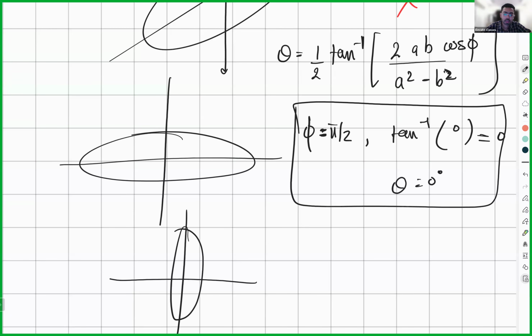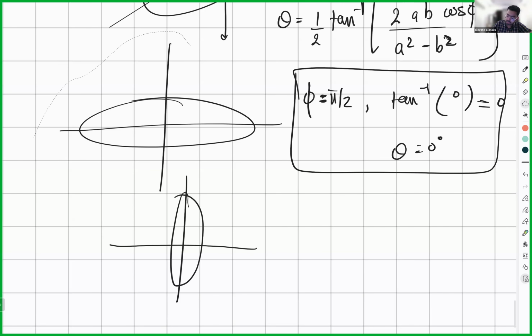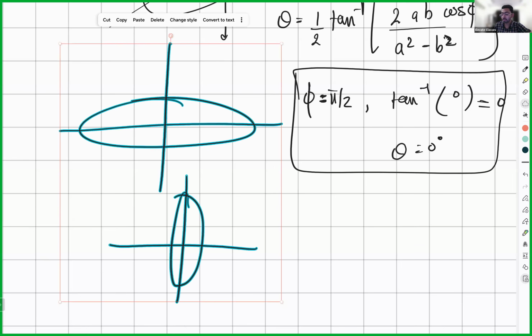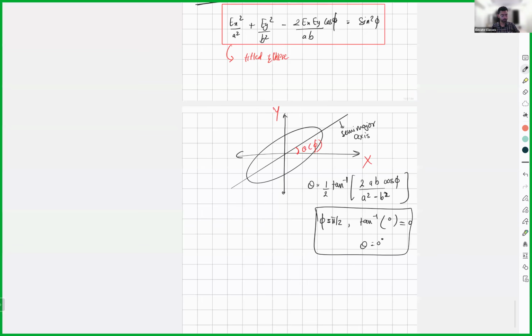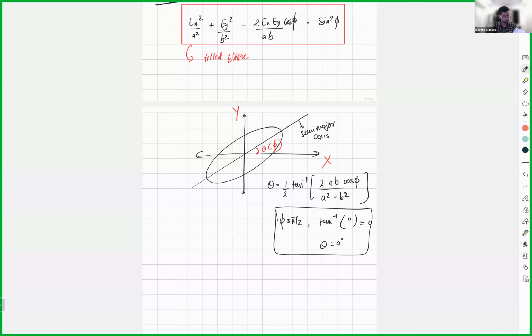So that is why for phi equal to pi by 2, phase difference equal to pi by 2, you can either get an ellipse or you can get a circle depending on the amplitudes. And if I make the amplitudes equal, it becomes a circle. Now let us take a 2 minutes break and then we'll resume with the direction of rotation of the polarization.